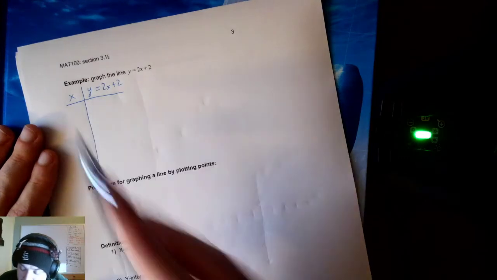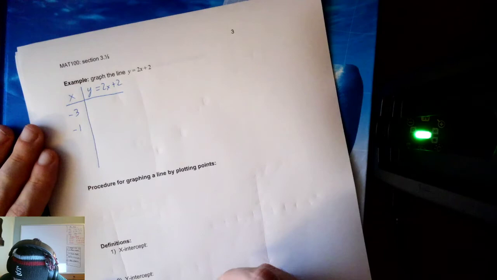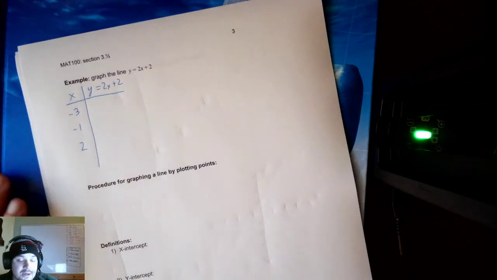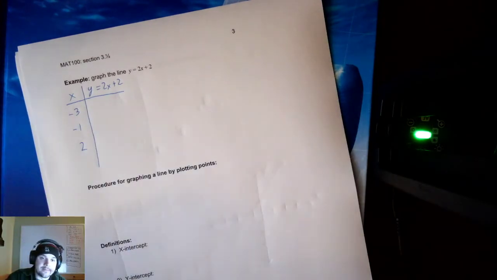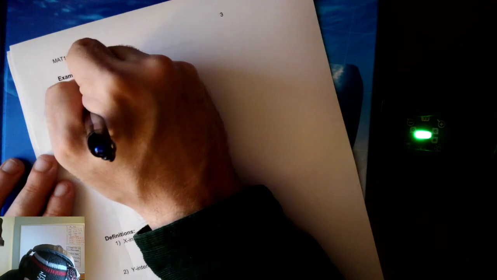Now I'm going to pick numbers for x. Maybe I like the number -3. And maybe I like the number -1. Maybe I like the number 2. I'm going to pick numbers that I want to work with, right? I'm going to try these 3 numbers. Now, I picked some x values. What I need to do now is find those corresponding y values.